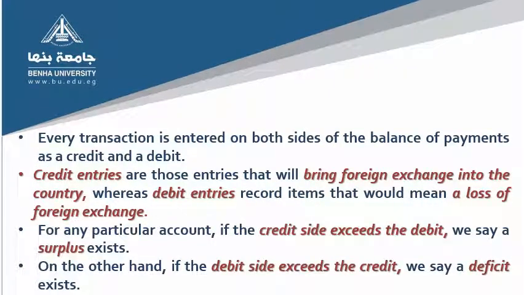Every transaction is entered on both sides of the balance of payments as a credit and a debit. Credit entries are those entries that will bring foreign exchange into the country, whereas debit entries record items that would mean a loss of foreign exchange. For any particular account, if the credit side exceeds the debit side, we say a surplus exists. On the other hand, if the debit side exceeds the credit side, we say a deficit exists.